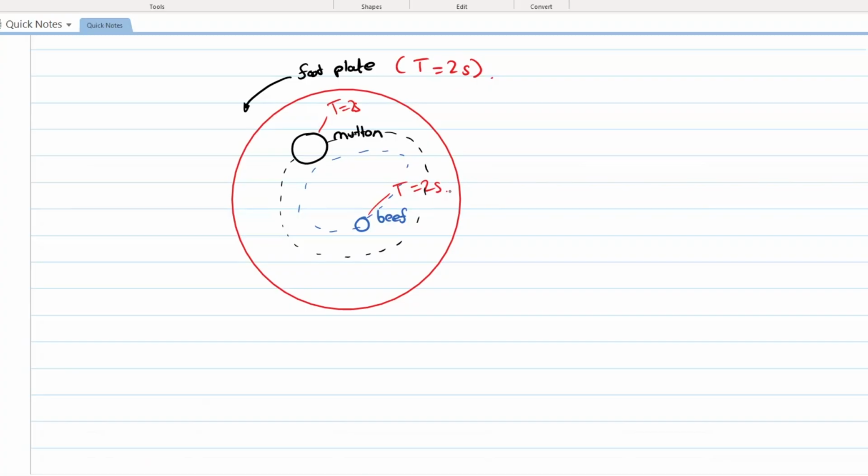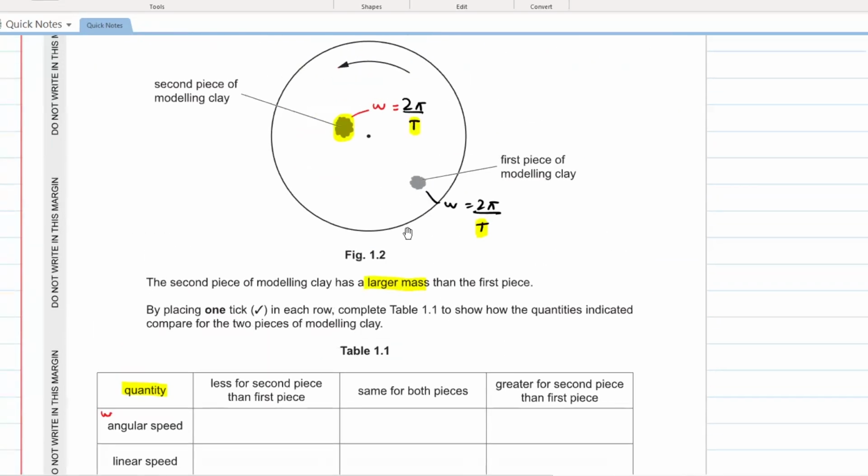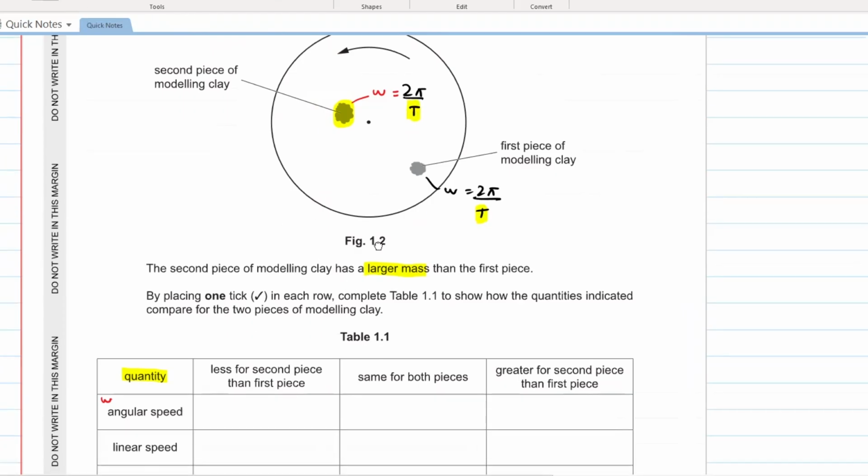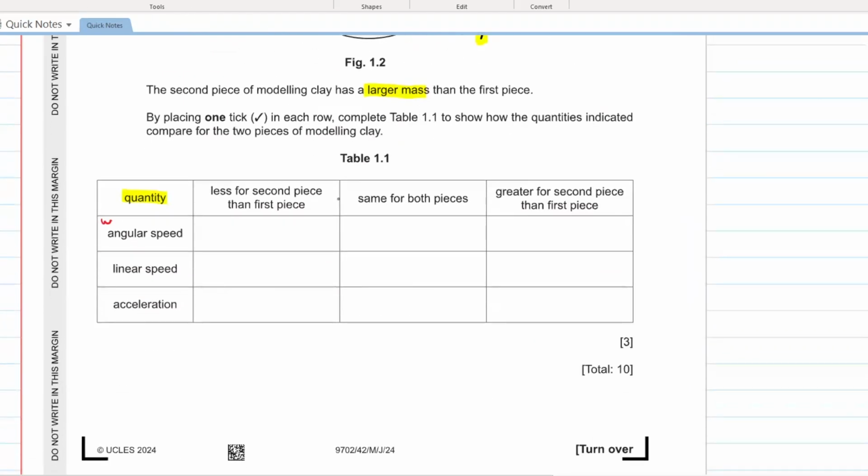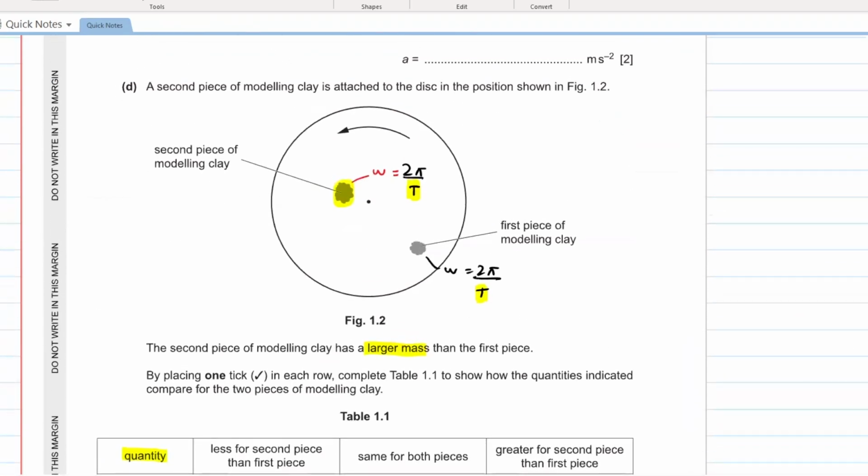ये बात समझ आई सबको? Yes. Is the basics of this clear? अगर ये चीज clear है, then you can do this easily. Now, the time period of this and this remain same. 2 pi is always a constant. So the W for both of them will remain same. What will happen to the linear speed V? Now this is interesting. Linear speed V का formula क्या होता है? V is equals to RW.